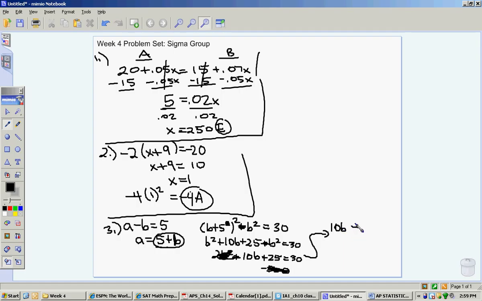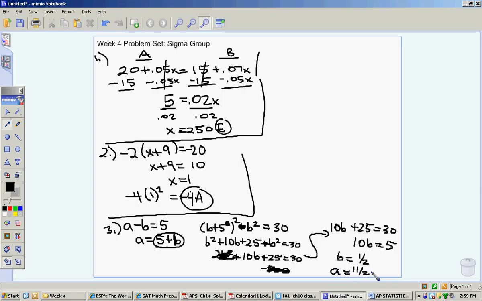Subtract 25 on each side. We have 10b equals 5. So b is 1/2. And if b is a half, plugging back into my original equation, we end up getting an a value of 5.5, which is the same thing as 11 halves, answer choice A for number 3. Got lost in my own work there for a second.